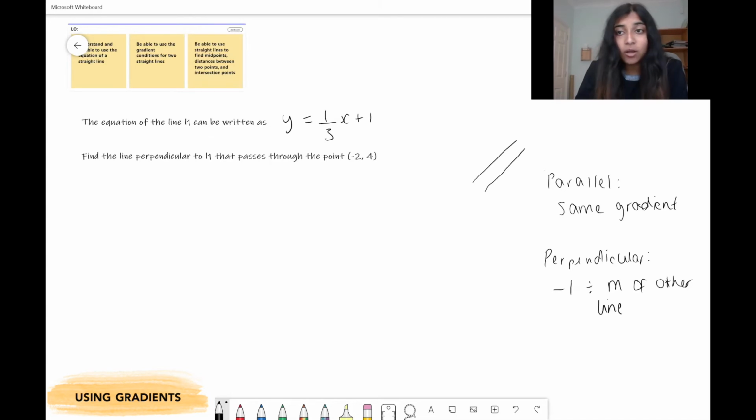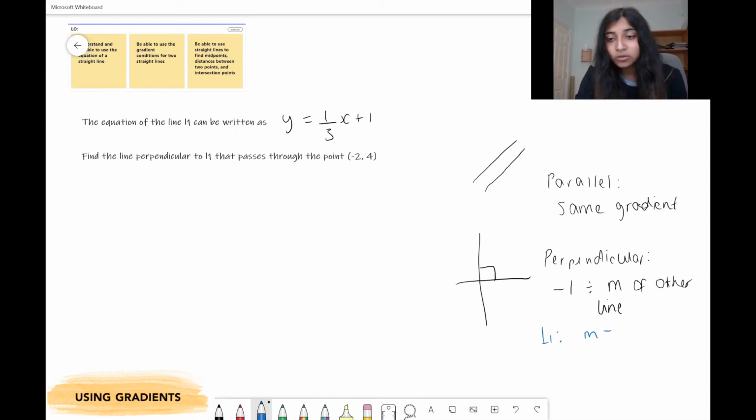The other form you have is perpendicular lines. These are lines that look something like this, and they're at right angles to each other. To find the gradient of those, let's say L1 has a gradient 2, to find the gradient of L2 that's perpendicular to L1, all you do is -1 divided by the gradient of L1. So L1 is equal to 2, L2 would just be -1 divided by 2, which is -1/2.